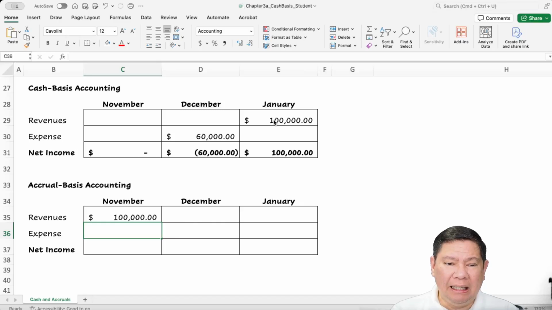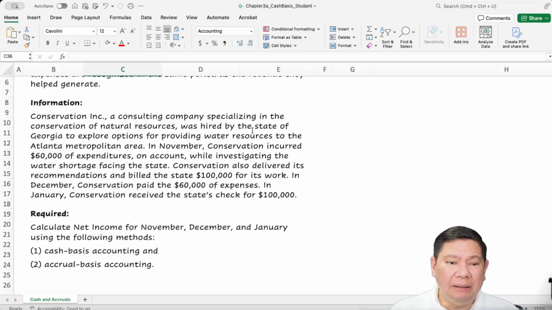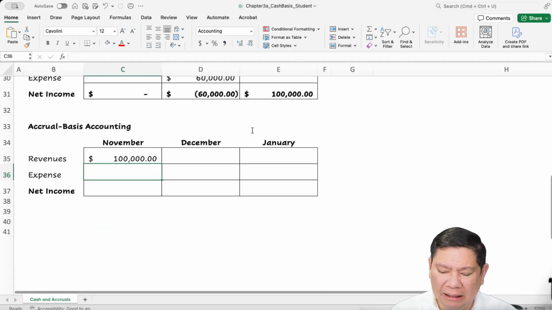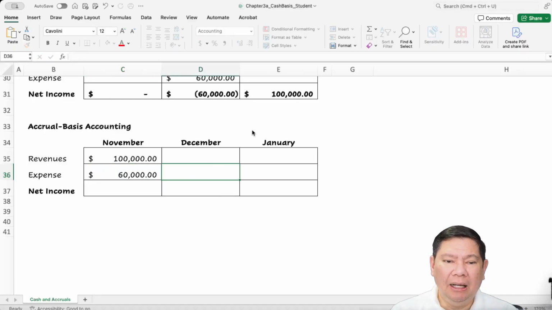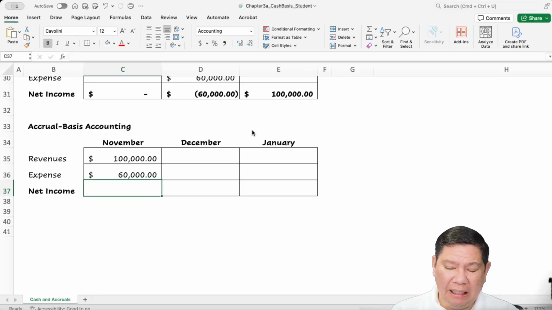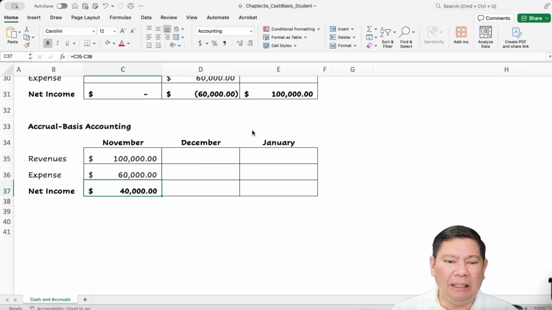And the expenses were for November. Yep, $60,000 in November, although the payment is done in December. So for the accrual basis accounting, when we calculate net income, revenues minus expenses, it's $40,000 net income in November, zero in December, and zero in January.